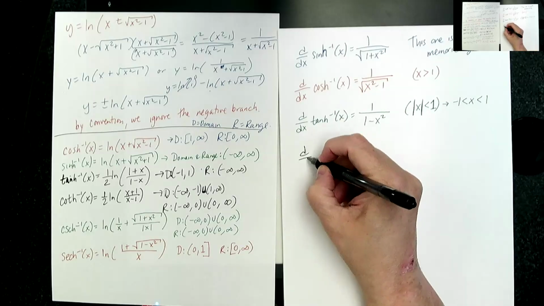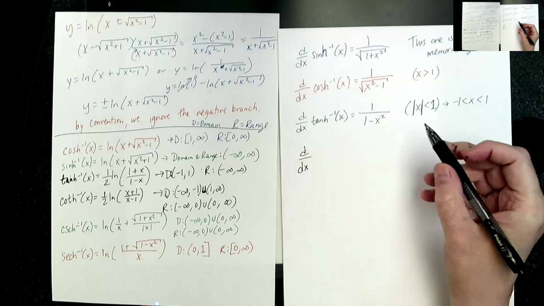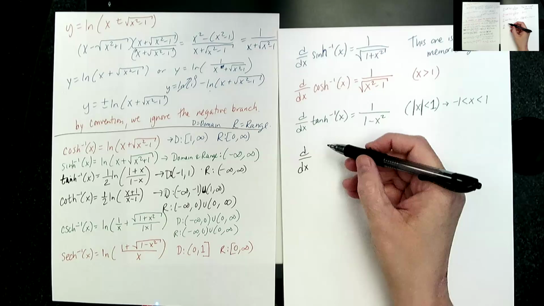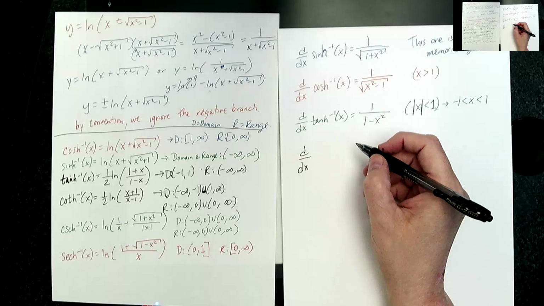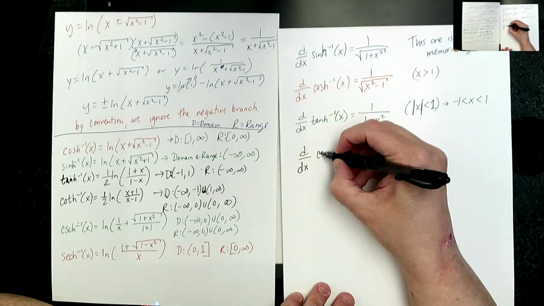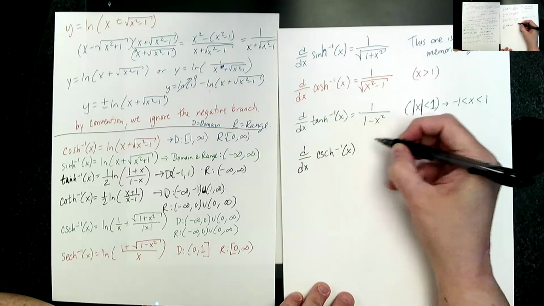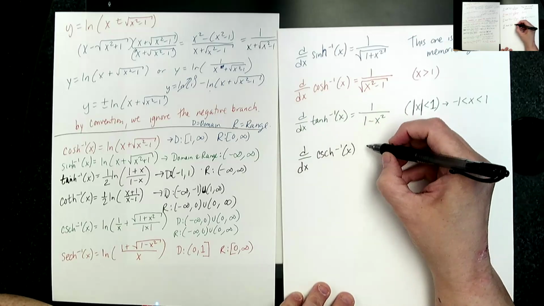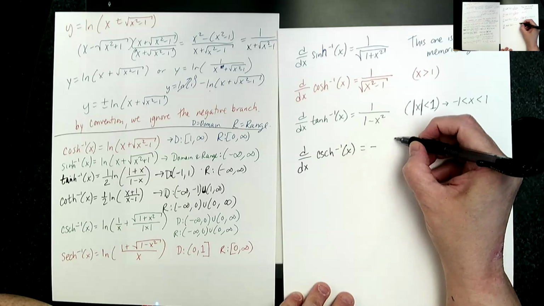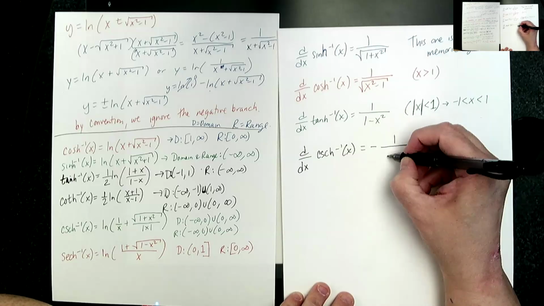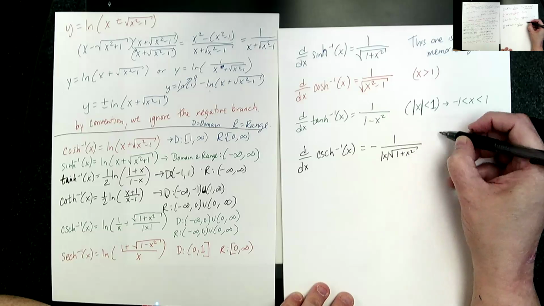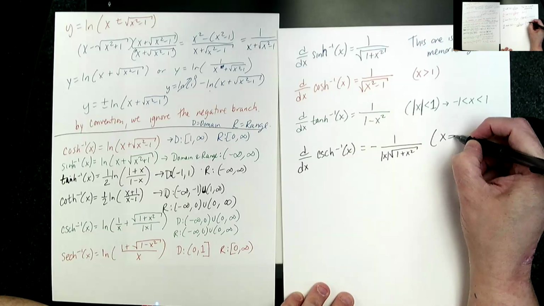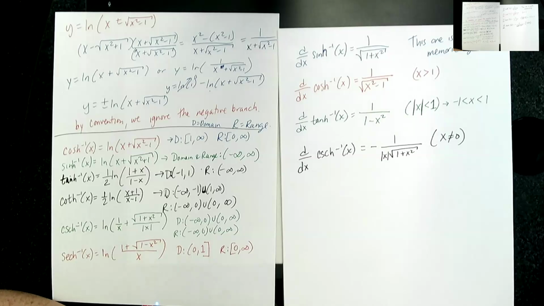I think the inverse ones come up more often than the regular ones, to be honest. Let's see. We did sinh first, so we'll do hyperbolic cosecant. This is the fun one: -1 over absolute value of x times the square root of 1 plus x squared. And we require x to not equal 0 here, for obvious reasons, it doesn't work in the derivative.